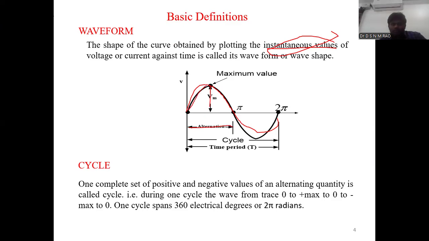What does alternation mean? One positive half cycle is one alternation. This is the time period, the completion of one cycle. One complete set of positive and negative values of an alternating quantity, either voltage or current, is called a cycle. During one cycle, the waveform traces from 0 to positive maximum, then 0, negative maximum, then 0. One cycle span is 360 degrees or 2 pi radians.